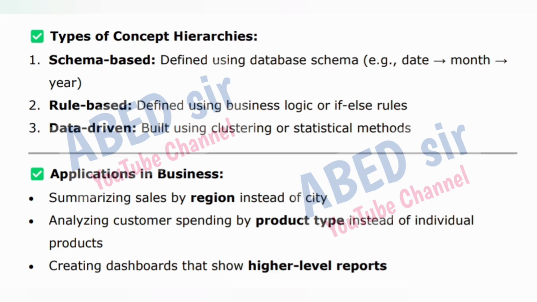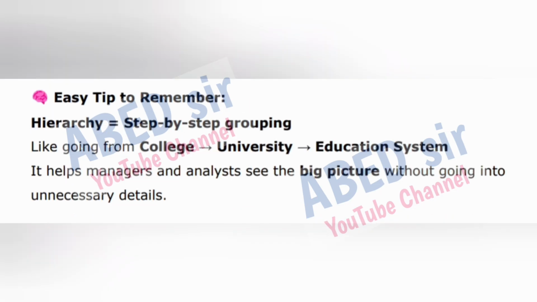Applications in business. Summarizing sales by region instead of city. Analyzing customer spending by product type instead of individual products. Creating dashboards that show higher-level reports. Easy tip to remember. Hierarchy is equal to step-by-step grouping. Like going from college to university in the education system. It helps managers and analysts see the big picture without going into unnecessary details.